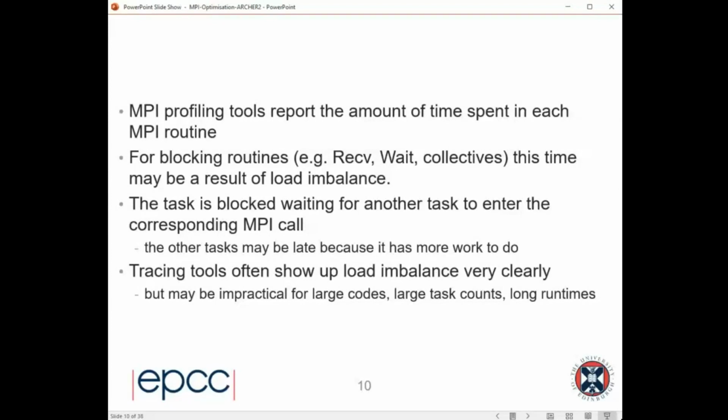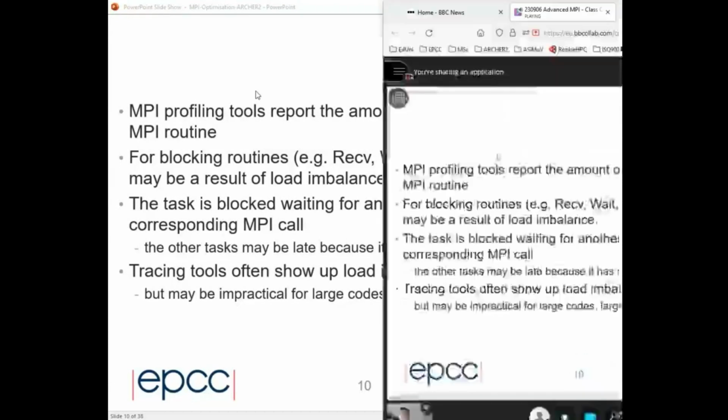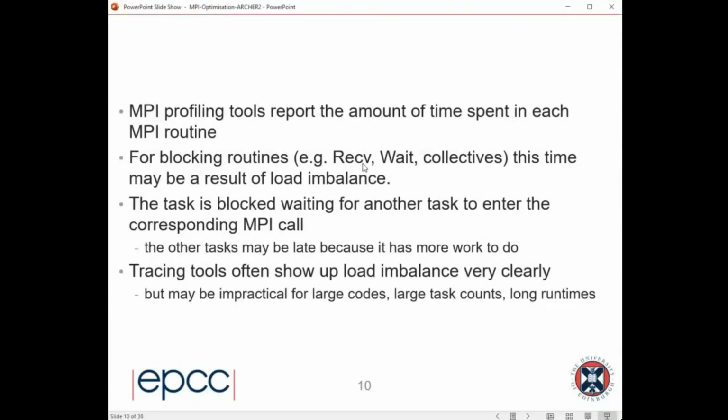MPI program tools report the amount of time spent in each MPI routine. On ARCHER2, we have the Cray-specific ones, which is perftools, but also we have Scalasca, which I think is quite nice. We had a course on that the other week. For blocking routines, this time may result from load imbalance. If your code spends a lot of time in collectives or in receives, it could be because some of the processes are very slow and the task is blocked waiting for another task to enter the corresponding MPI call.